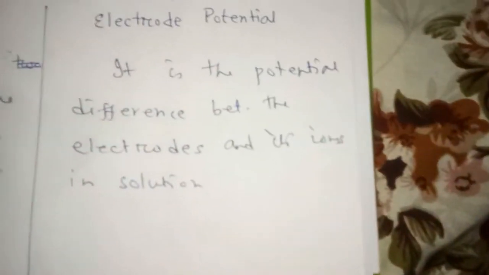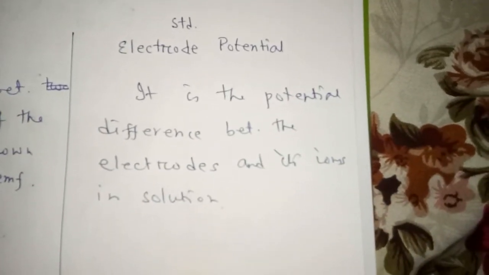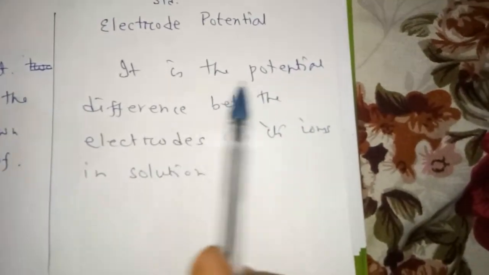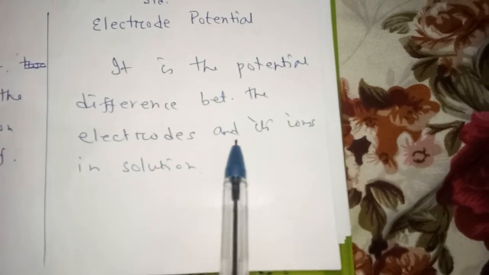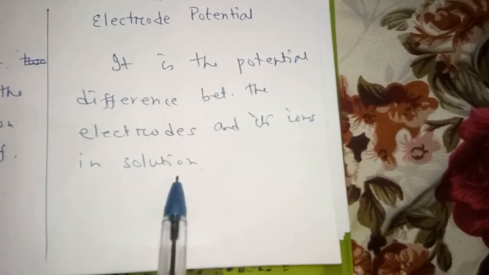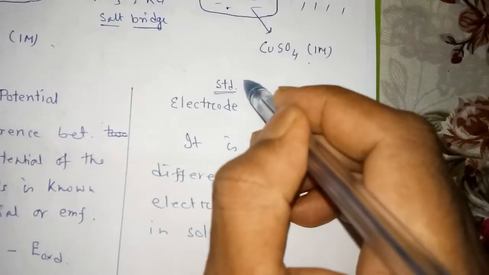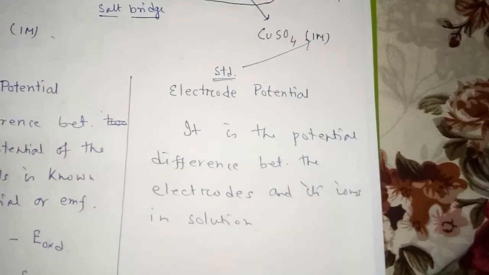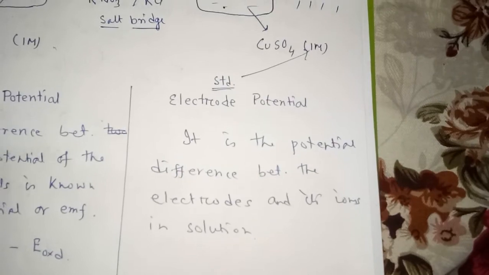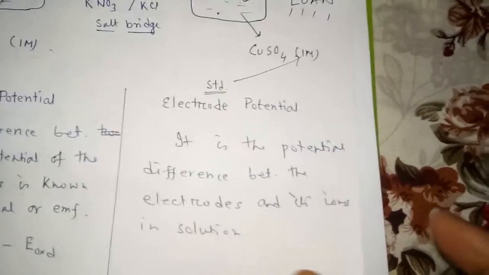Then we have the standard electrode potential. It is the potential difference between the electrode and its ions in solution. Standard form means if 1 molar concentration is chosen, then that becomes standard. Now these terms you have to remember.